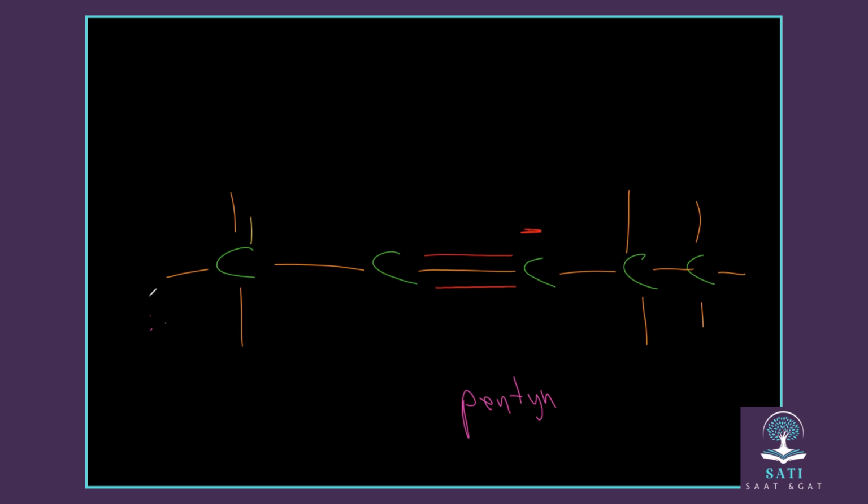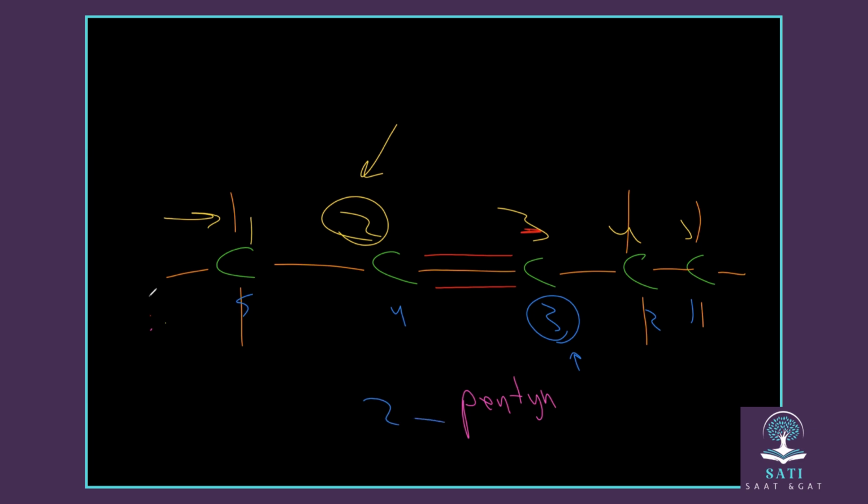We can number them from 1, 2, 3, 4, 5, right? Or we can number them by blue here: 1, 2, 3, 4, 5. Which one is the right numbering? The one that has the triple bond on the least number. So with the yellow, as you see, the triple bond is on number 2. While with the blue, the triple bond is on number 3. So we choose the yellow numbering. Then we say it is 2-pentyne. This is how to name alkynes. And I hope that is clear.